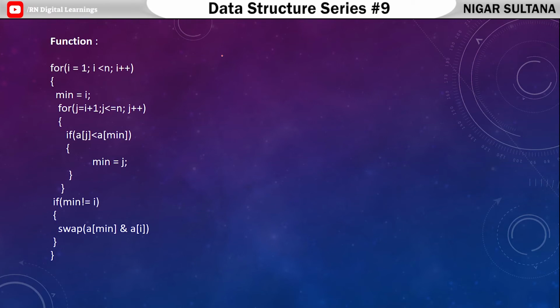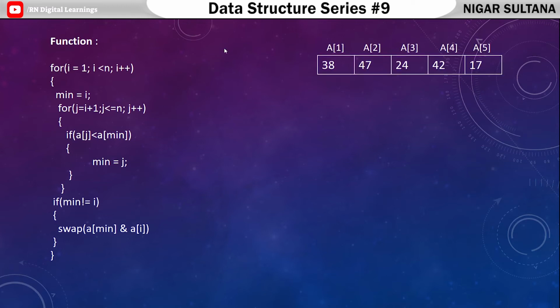Now let's start the tracing of this. We have the same elements, 38, 47, 24, 42 and 17. The index starts from 1 to 5. We have totally 5 elements. N value is 5. In the first for loop, we have initialized the value of I with 1.